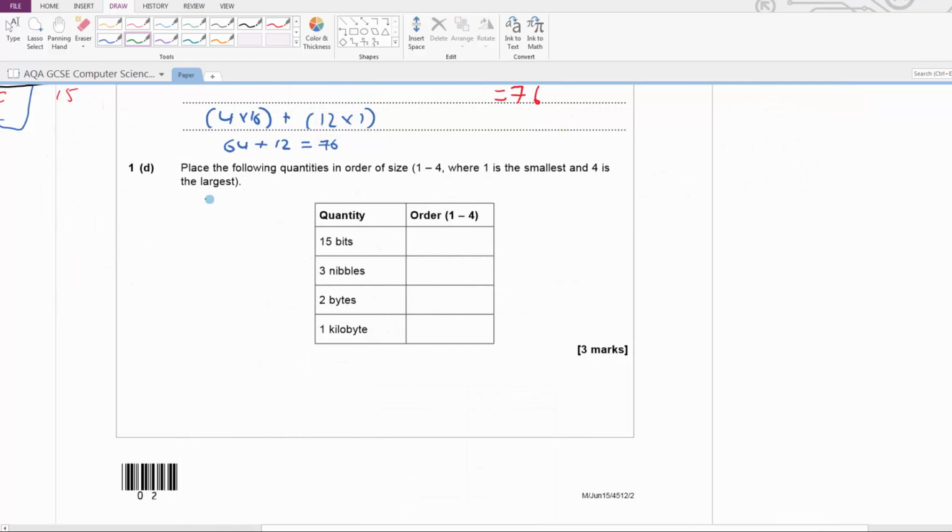Right, move on to part D. It says place the following quantities in order of size, 1 to 4, where 1 is the smallest and 4 is the largest. And so we've got 15 bits, 3 nibbles, 2 bytes, and a kilobyte.